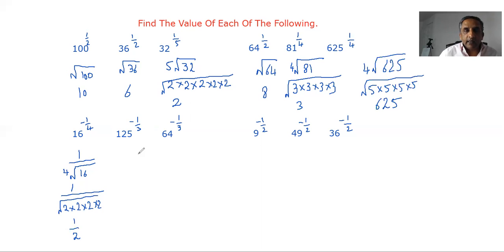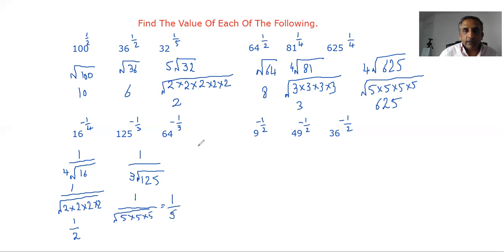Now I'm going to do the next one. It will be 1 over the third root of 125, which means 1 over 5 times 5 times 5. It means 1 over 5, right?